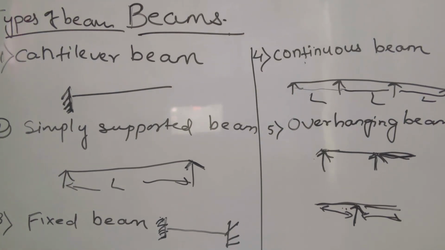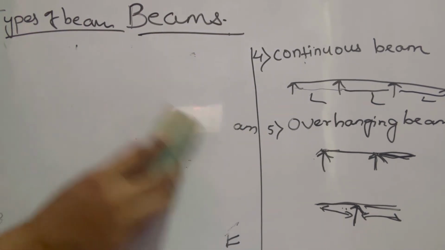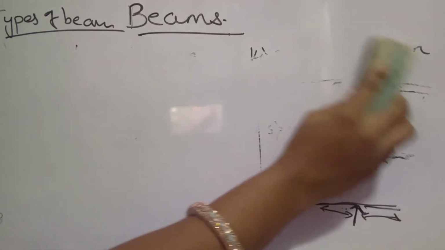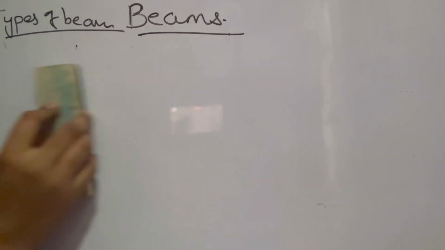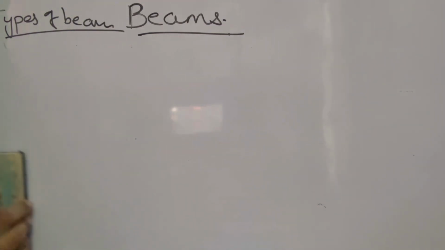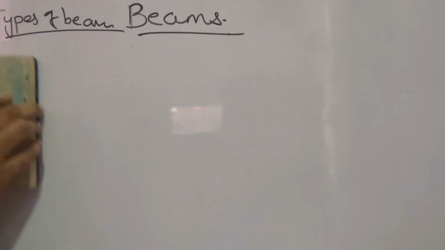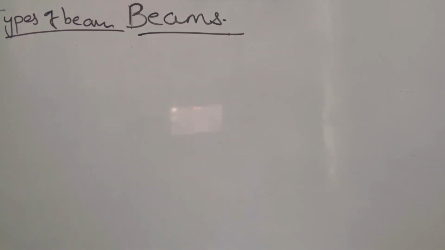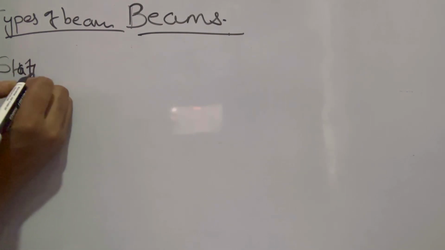Then the second part of the beam is the types of supports. We have different types of supports, and according to the support only we will be able to solve the problems. But before that, I have to explain two more types of beams, that is statically determinate beams and statically indeterminate beams.